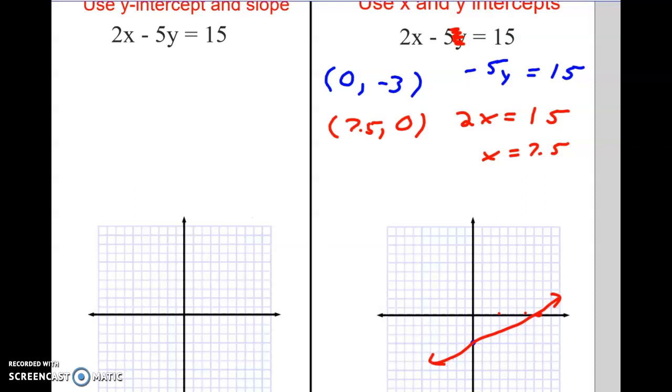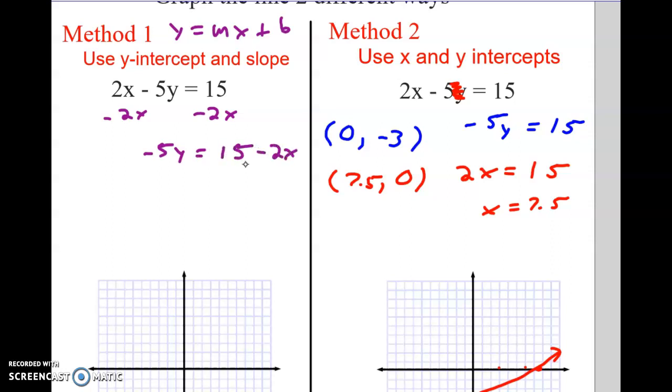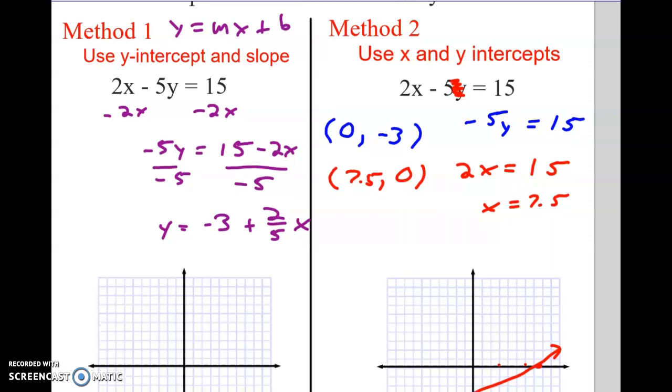Okay, so that is one method, right? But we could also use what we did the other day, right? Which is to just solve this and put it in slope-intercept form, because when you have it in that form, you know the slope and you know the y-intercept. So, for example, here we just got to get y alone, which is just a couple quick steps. Take away the 2x. Negative 5y equals 15 minus 2x. And then divide everything by negative 5. So you get y equals negative 3 plus 2/5 x. The negative divided by negative makes a positive 2/5.